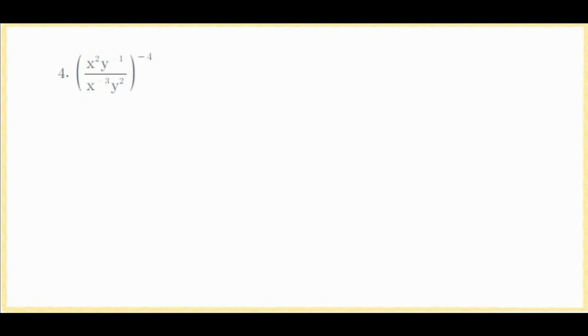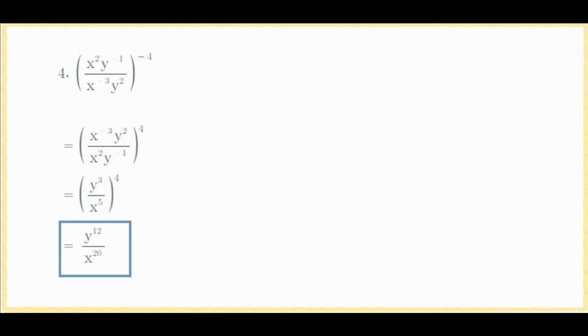In this example, we're going to use the fact that this is a negative exponent to flip, so then we'll end up with (x to the minus 3 times x squared) over (x squared y to the negative 1) to the 4th power. So then we can flip the negative exponents and bring the fractions together with the similar terms, and so we'll end up with (y to the 3rd over x to the 5th) to the 4th, and then multiplying in that 4th power, we end up with y to the 12th over x to the 20th.